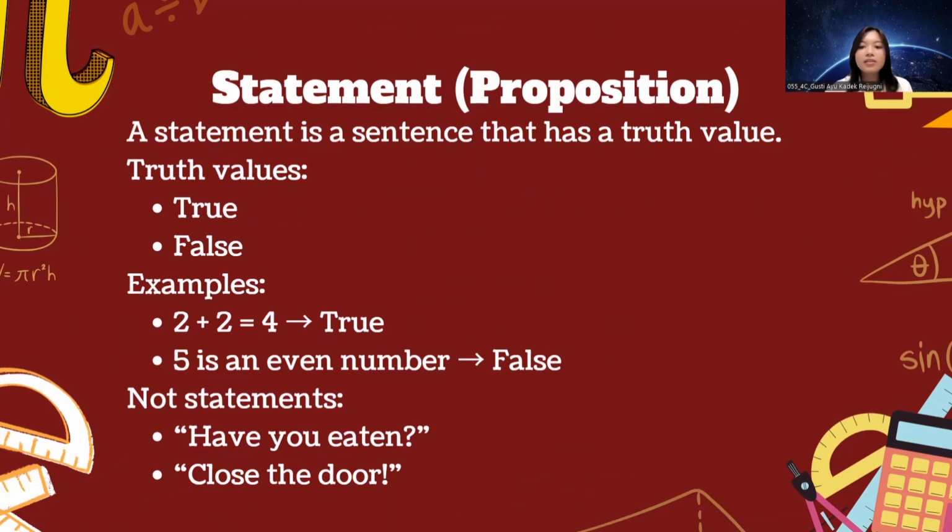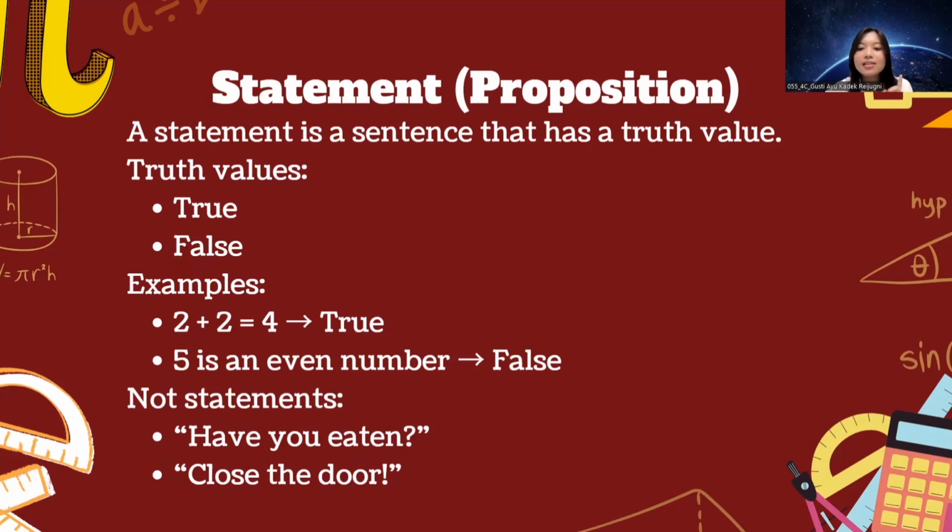Now, let's learn about statement or proposition. A statement is a sentence that has a truth value. The truth value can only be true or false. Look at this example. 2 plus 2 equals 4. Is this true or false? Okay, is it true? That's correct. How about 5 is an even number? Okay, this is false. Very good. So both of them are statements because they have clear truth values.